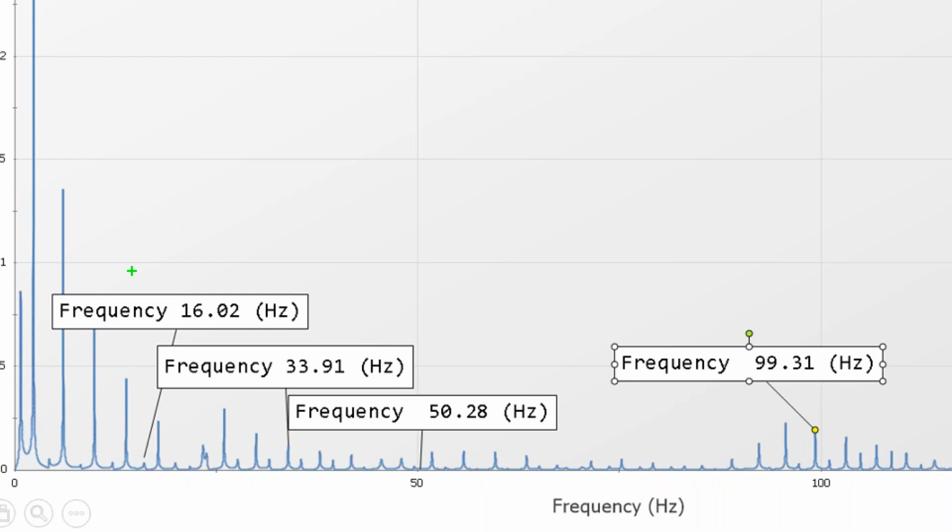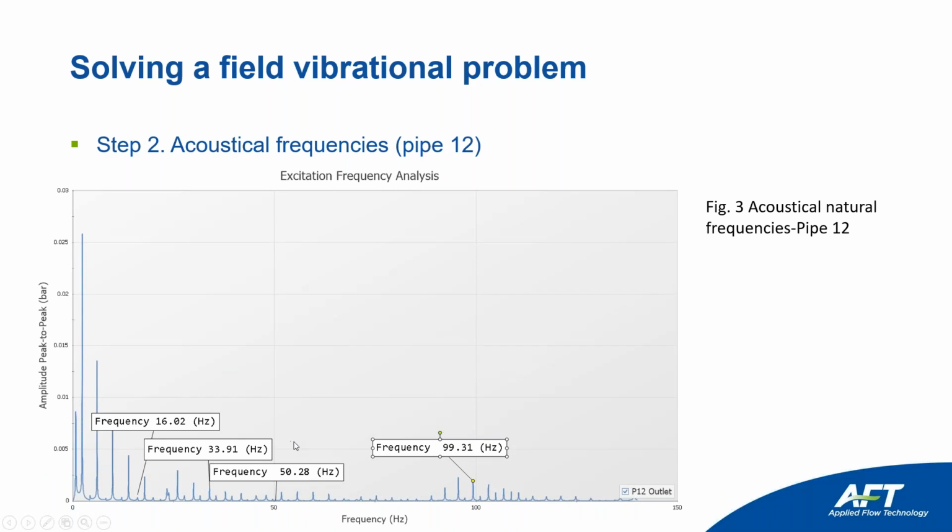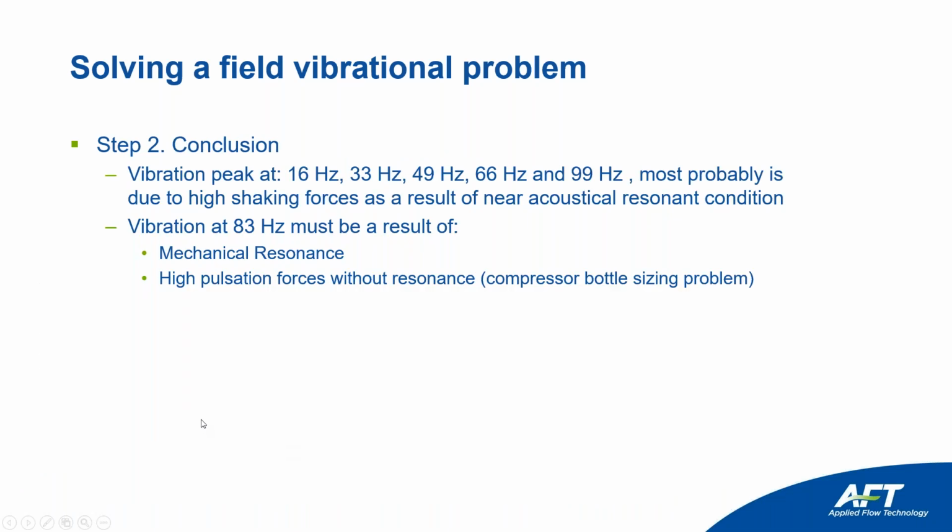we graph, and we see 16 hertz of acoustical natural frequency. We also see 33 hertz of acoustical natural frequency. We see, well, not so much 50 hertz, it's a small one, but here we see 99 hertz. So after doing the acoustical analysis, we conclude vibration peaks at 16, 33 hertz, 49, 66 hertz, and 99 are most probably due to high shaking forces as a result of an acoustical resonant condition.